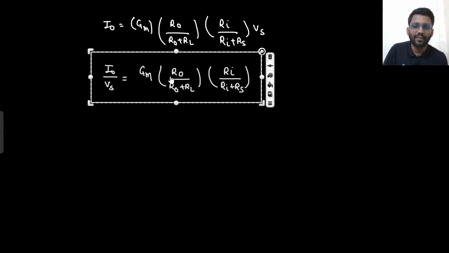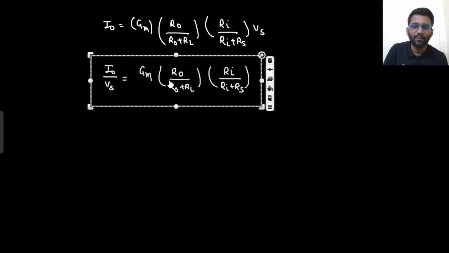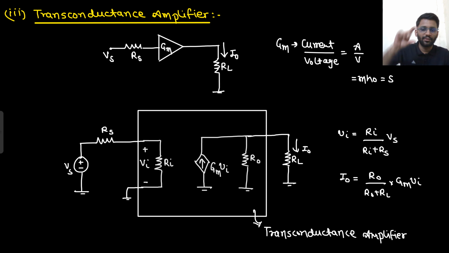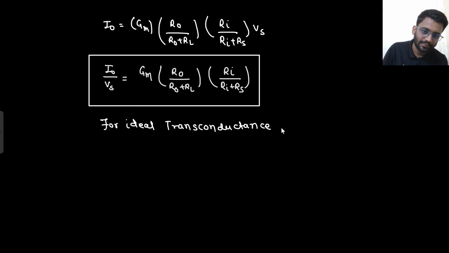Now, before looking at the final expression, tell me what should be the value of Rin and Ro without even looking at the output expression. What should be the value of Rin? Rin should be high or low? Rin should be high, so that the maximum voltage is coming across the Rin. If Rin is high, the maximum voltage will be coming. So, for an ideal transconductance amplifier, Rin should be as high as possible. That means it should be infinity.